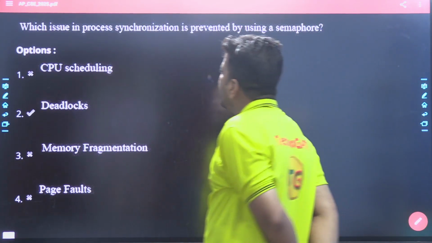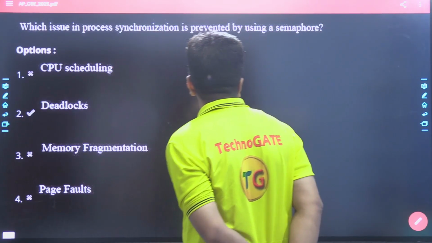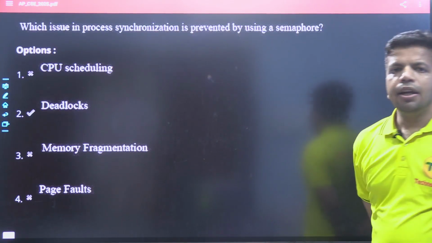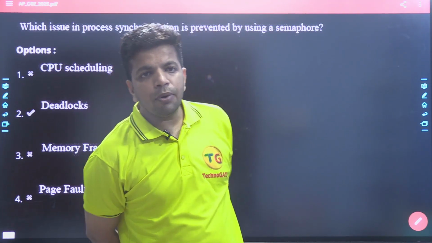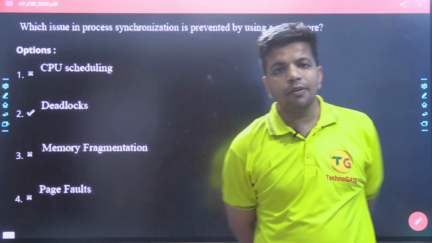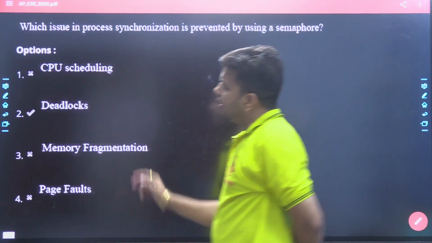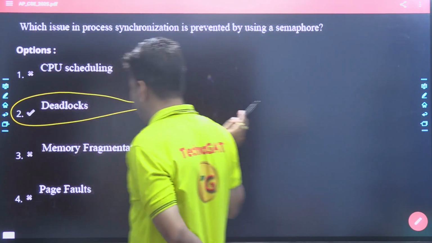Which issue in process synchronization is prevented by using a semaphore? Deadlock. Deadlock is the issue in process synchronization that is prevented by using the semaphore. So you can go with the answer deadlock.